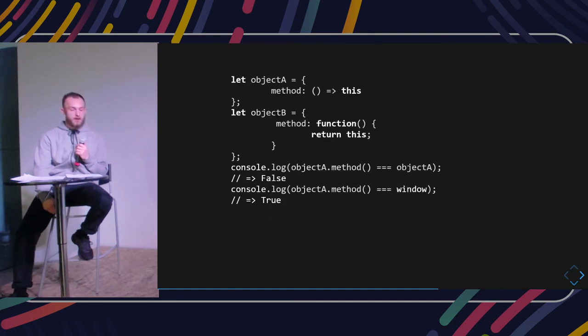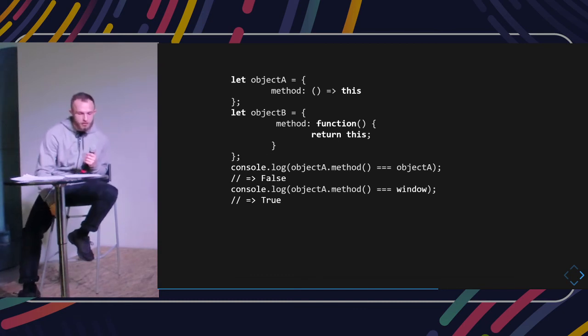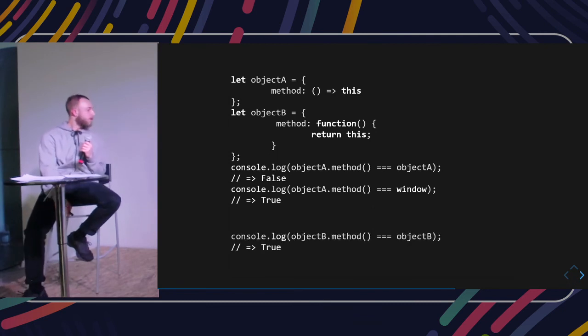When we use an arrow function, this retains the value of the enclosing lexical context. Notice the difference between the arrow and the regular function. With an arrow function, we are in a window context. Using a regular function, the value of this is the closest parent object the method is called on.